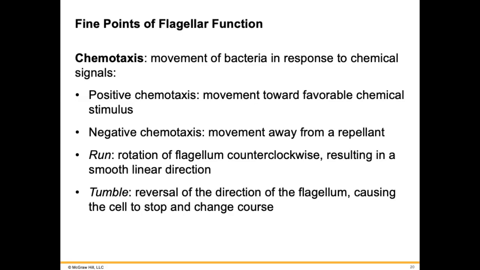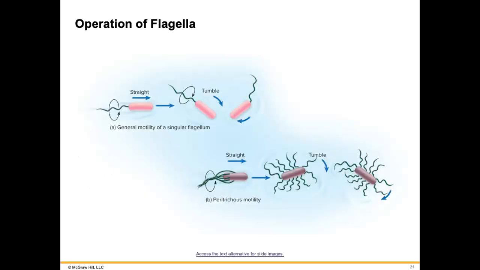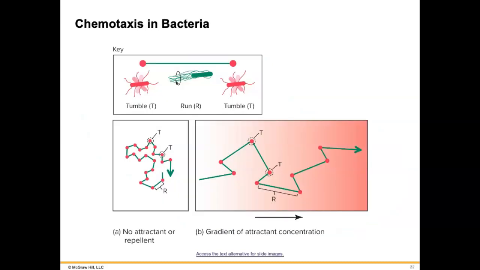When we refer to runs and tumbles, a run is basically when the flagellum is rotating counterclockwise, and that results in a smooth and linear direction of that bacteria, whereas a tumble is the reversal of the direction of the flagellum, and that causes the cell to stop and change course. And we have some images here, which you're not going to have to ID on the test, but again, it's kind of fun to see some of this stuff. And then it just shows the difference between a tumble and a run and so on.